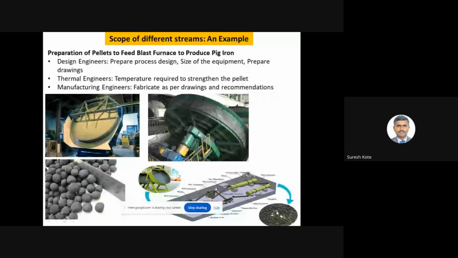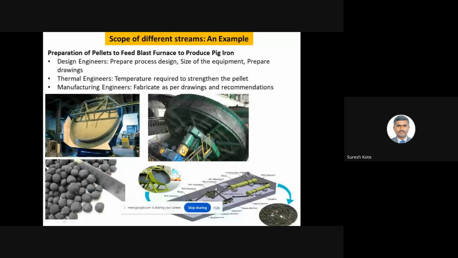Here I want to highlight the role of different stream engineers: design engineers, thermal engineers, and manufacturing engineers. Design engineers prepare the process design and the size of the equipment. For the given production rate, the size of the disc has to be finalized, along with the size of the supporting structure, motors, and everything. They design, and finally produce the drawings.